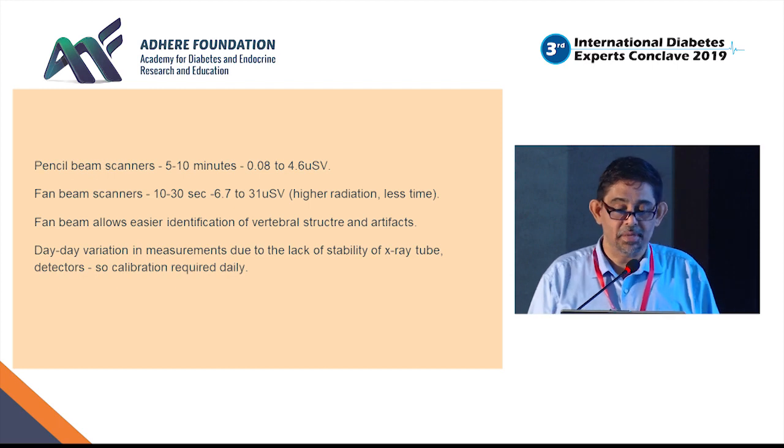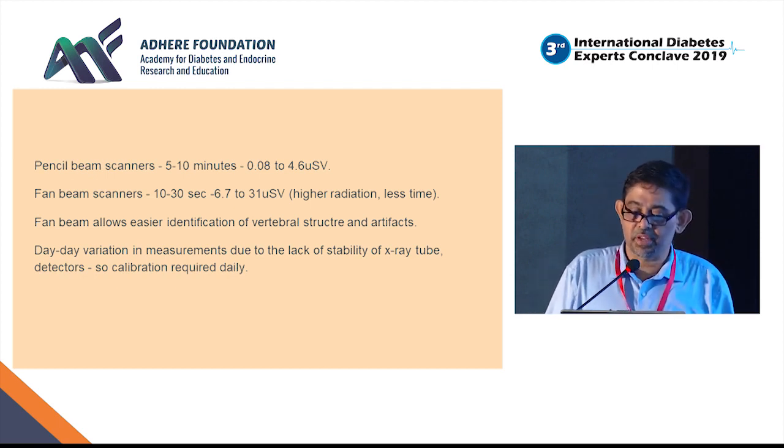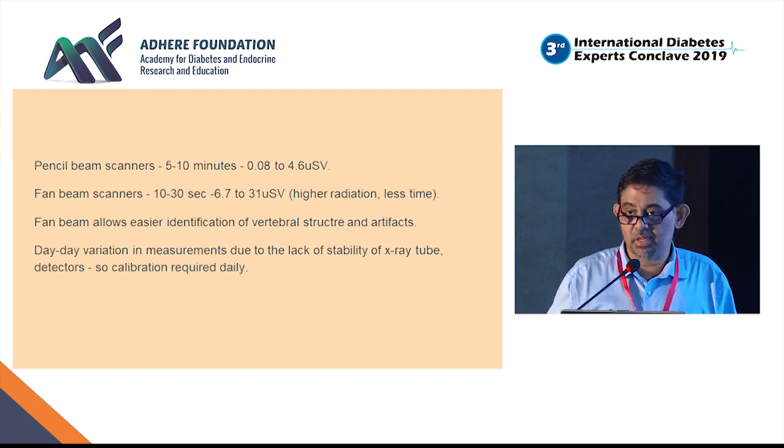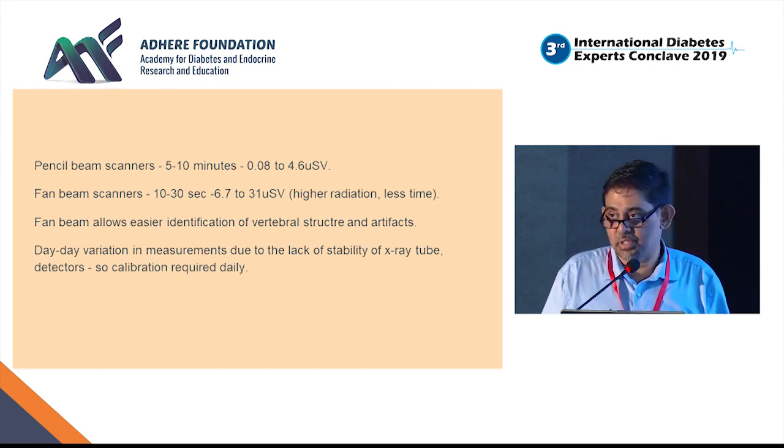You can have a pencil beam scanner, which takes about 5 to 10 minutes. A fan beam scanner is much faster. It takes about 10 seconds or so, but it actually gives a larger dose of radiation. The day-to-day variation in measurement is something that is an issue with these machines.